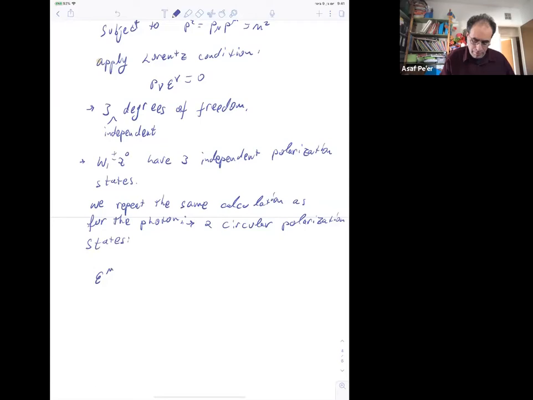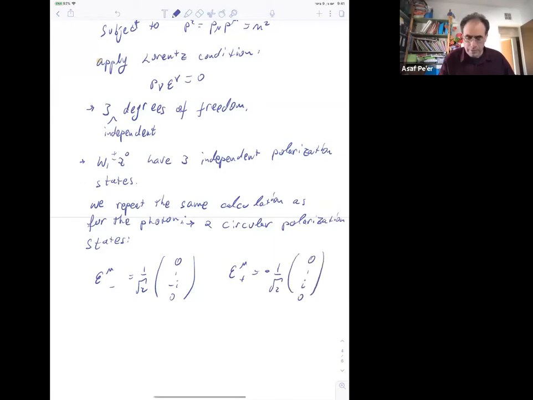Epsilon mu plus and minus. So minus will be 1 over square root of 2, that's a normalization, (0, 1, minus i, 0). And epsilon mu plus is minus 1 over square root of 2, (0, 1, i, 0). Identical to what we had with the photons.